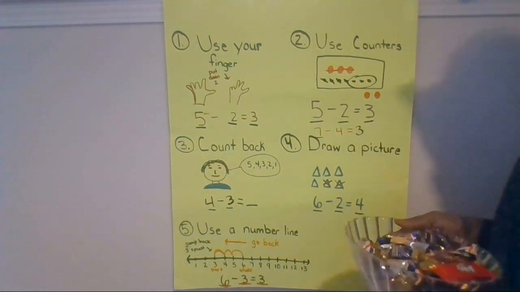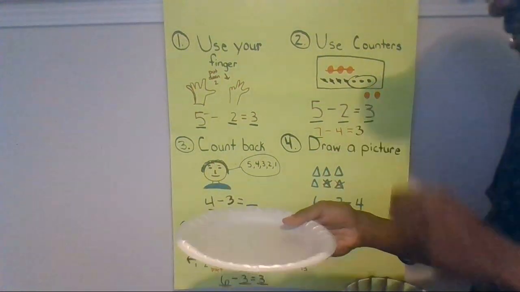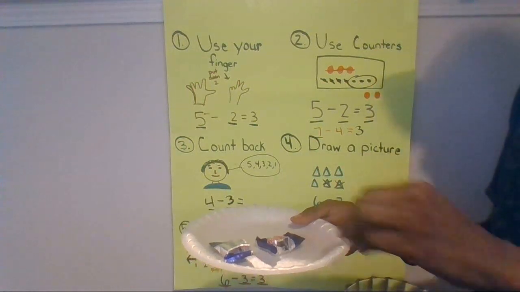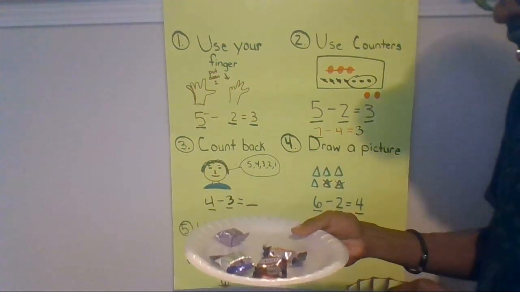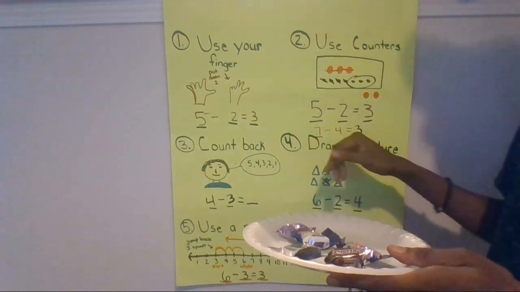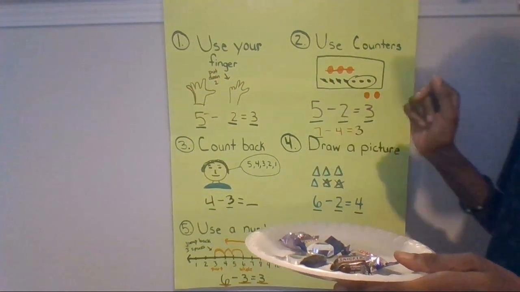So let's make 5 pieces of candy on our plate because our 5 is our whole. Let's make a whole of 5. 1, 2, 3, 4, 5, all right? So I have my whole, which is 5. Now, the part I need to take away is 2 to find out what I have left.